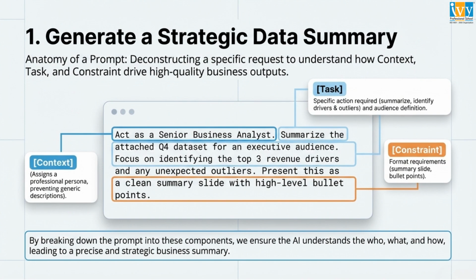Let's apply this with our first use case. Instead of asking for a generic summary, we assign a role like a senior business analyst. Then we specify the task, identify revenue drivers and outliers. And finally, we define the format, a clean executive summary slide. This level of clarity ensures the output is sharp, relevant, and decision-ready.